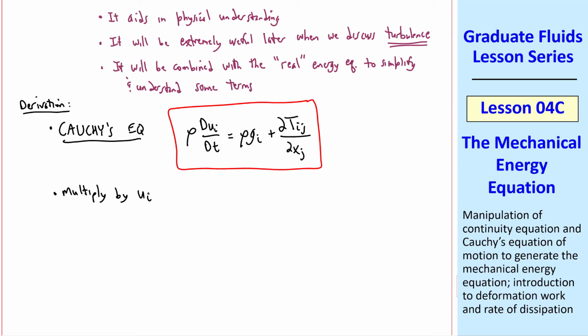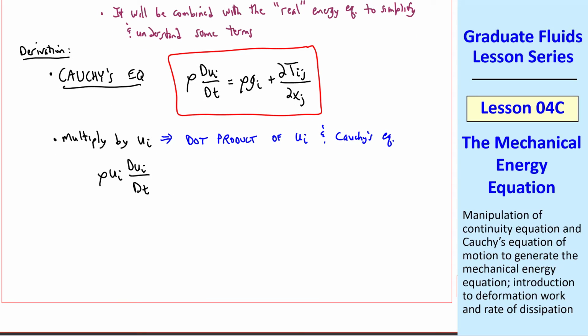Now let's multiply by ui. Note that this is a vector equation. In tensor notation, multiplying by another vector with subscript i implies a dot product of vector ui, the velocity vector, and Cauchy's equation. We get rho ui dui dt equal rho ui gi plus ui del tij del xj. Notice how in tensor notation, all we did was multiply each term by ui, and it's automatically a dot product because now the i is repeated and summed.